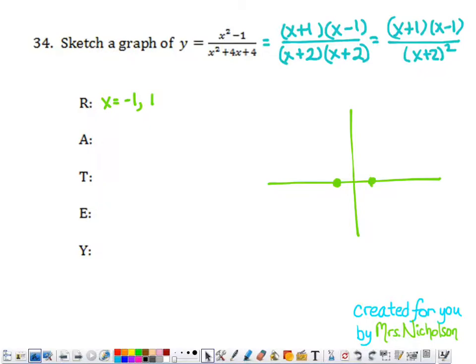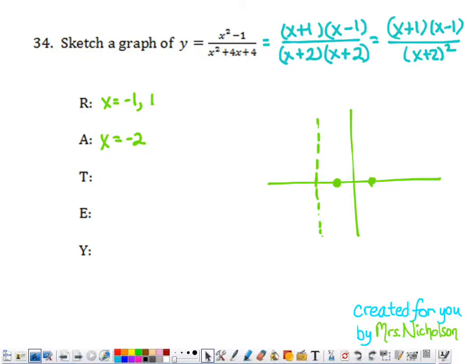Alright, next up is the asymptotes. Asymptotes come from the numbers that make the denominator 0. In this case, that's only -2. X equals -2 would be our only asymptote. So -2, mark it right here. And there's our asymptote.